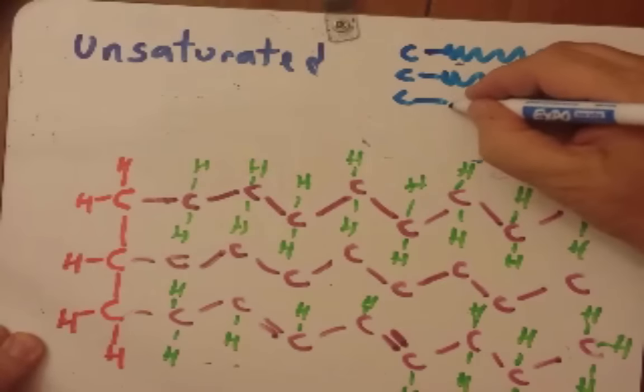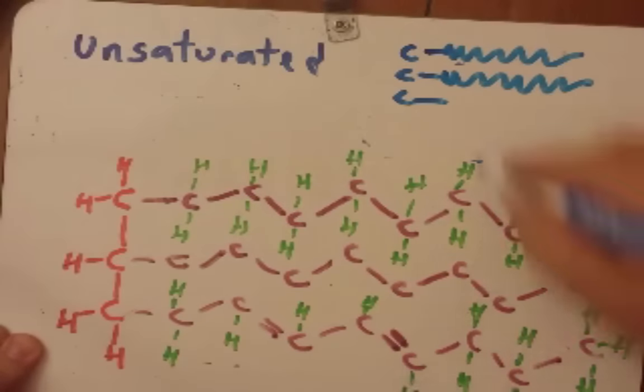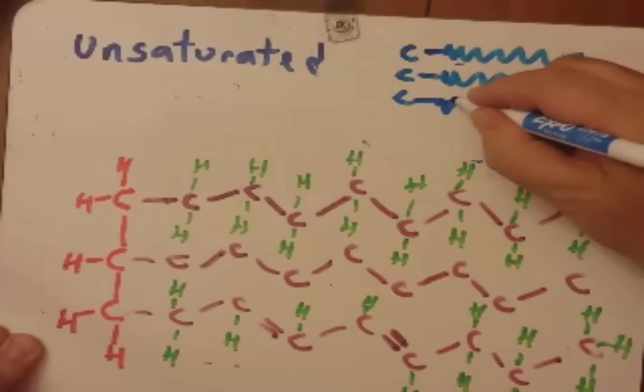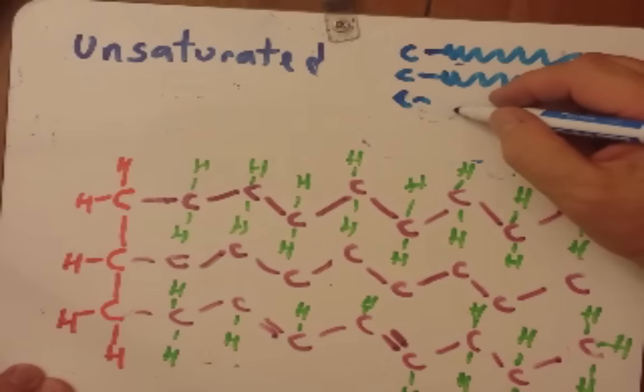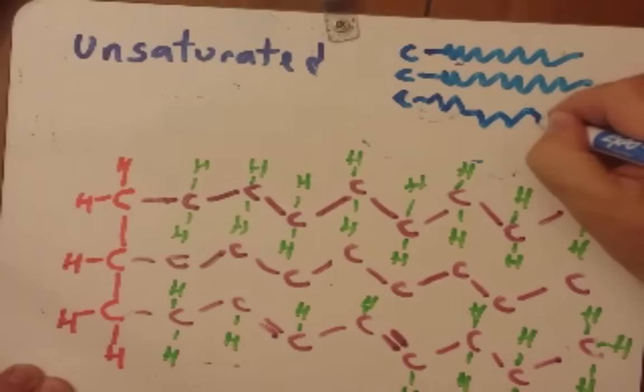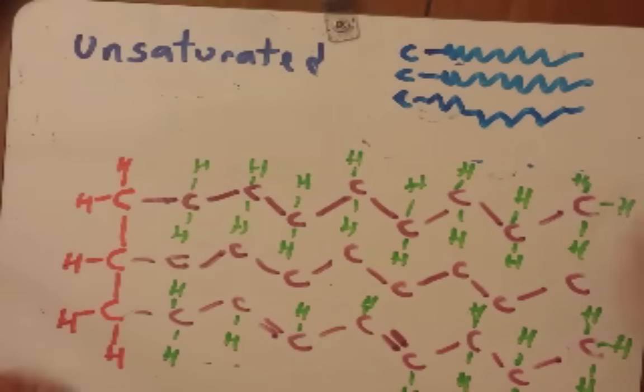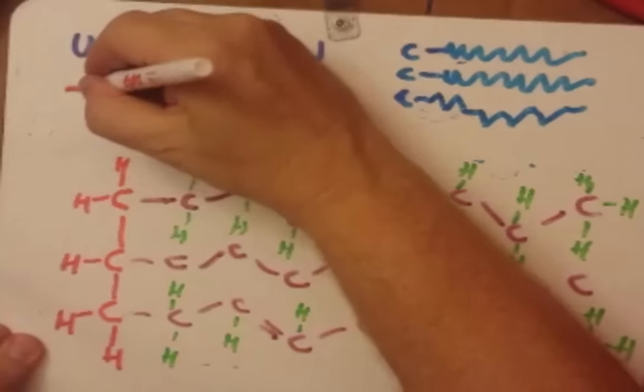However, this one, because of these double bonds, will now fold a little differently. And it'll be kinked like that, so to speak. And because of this small kink in the carbon chain here, they don't stack up nicely with each other. And so they're much more unorganized. And because of that, unsaturated fats are liquid.